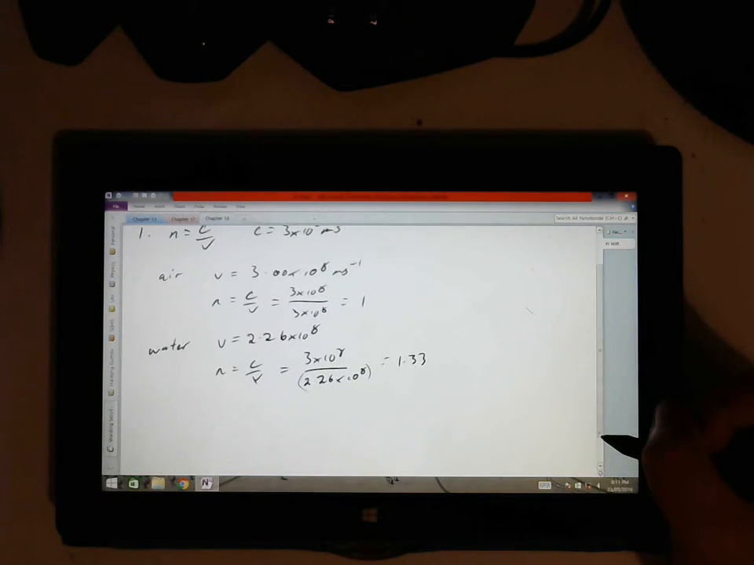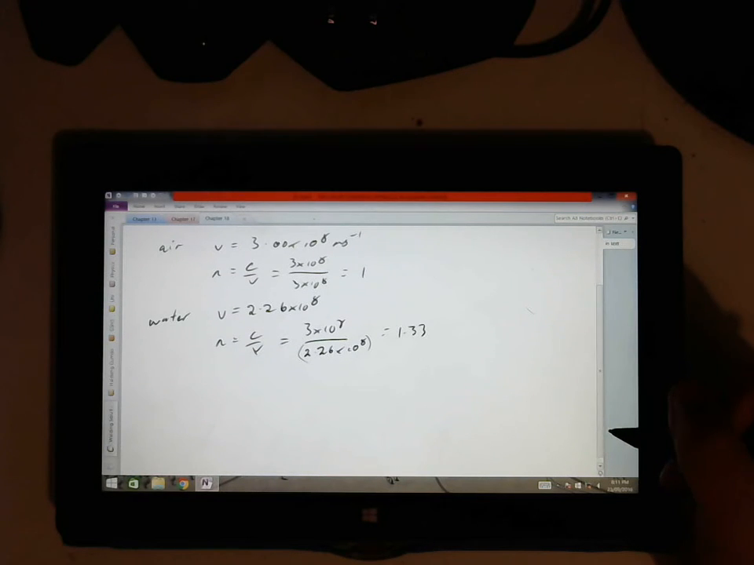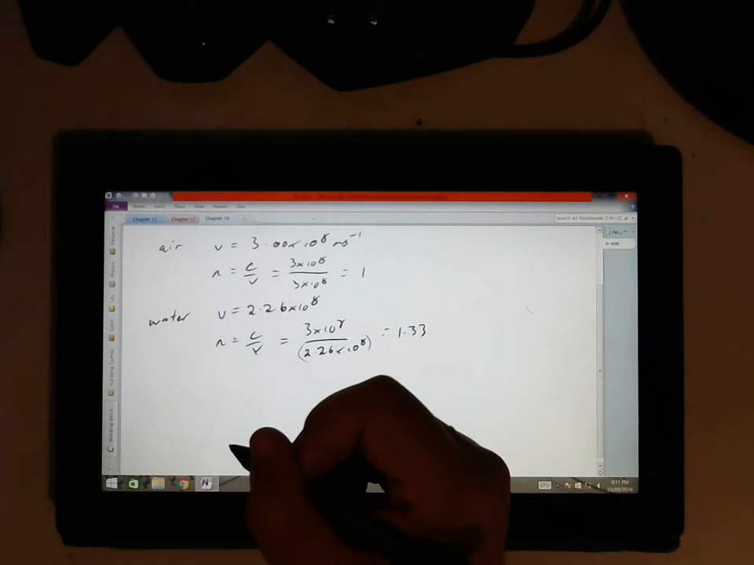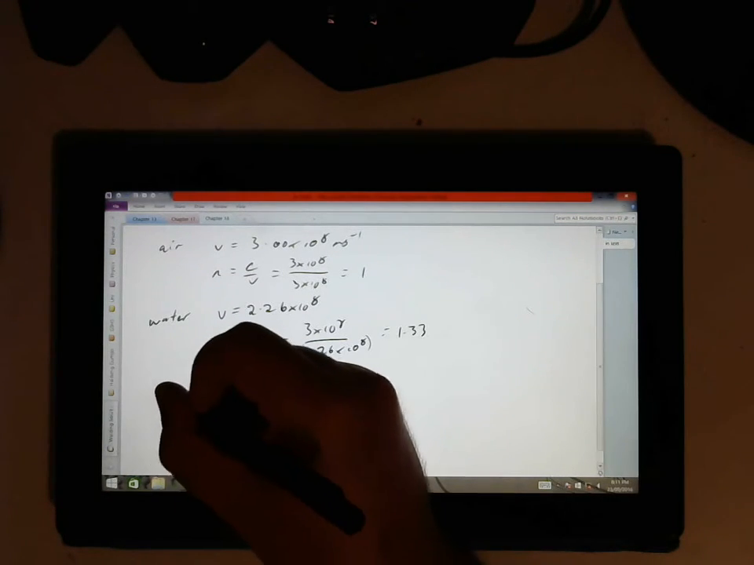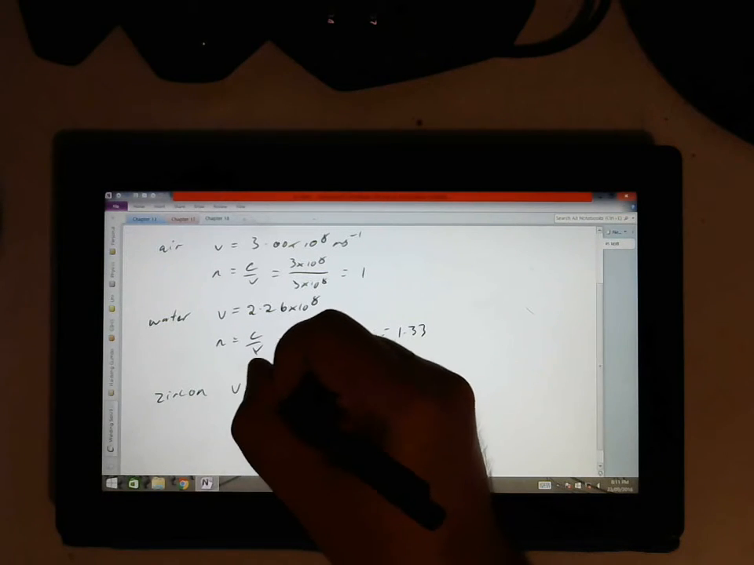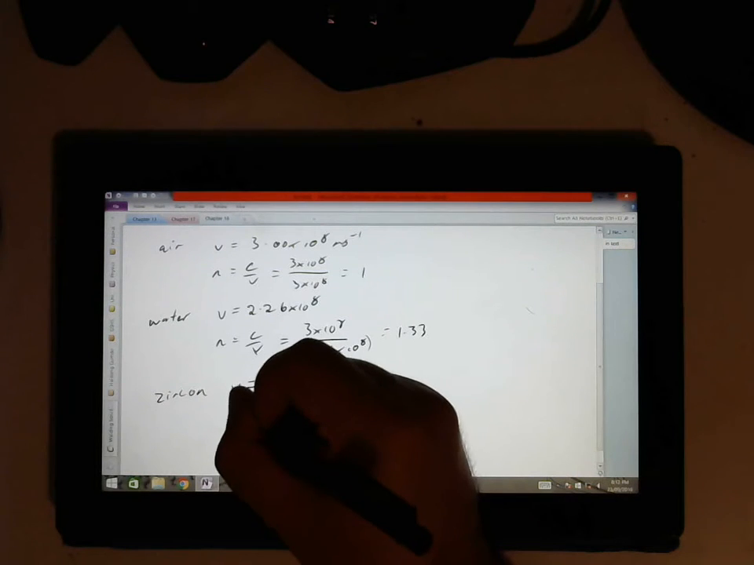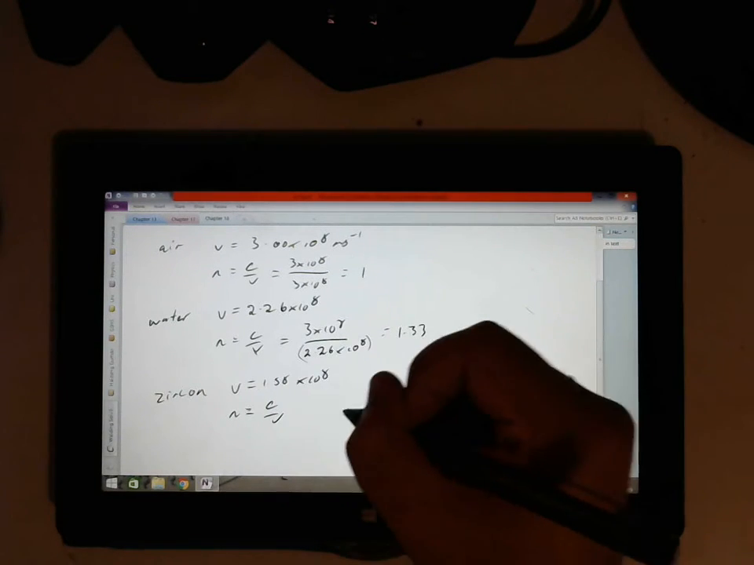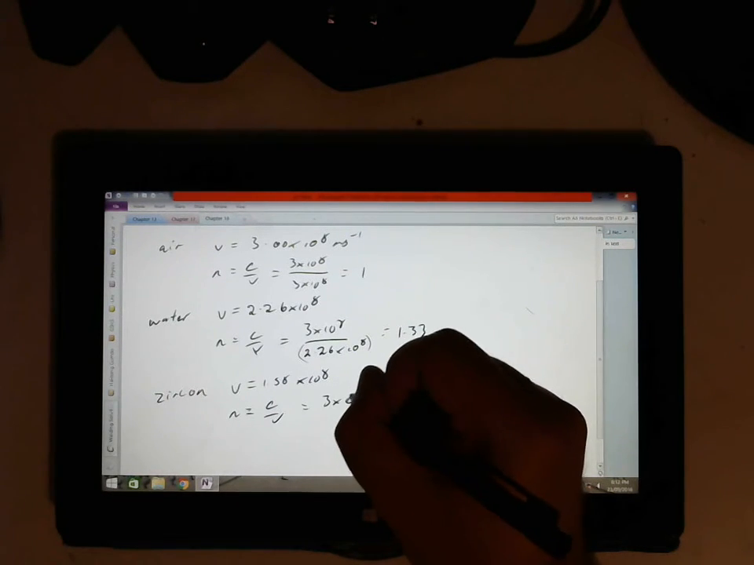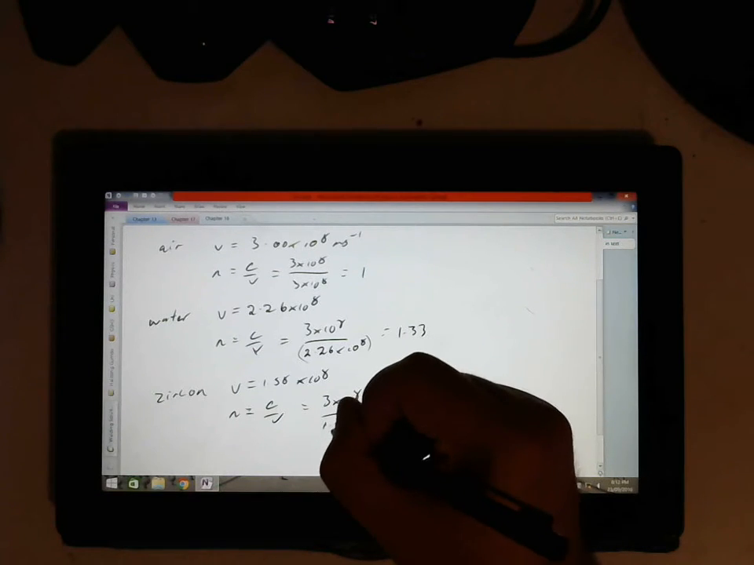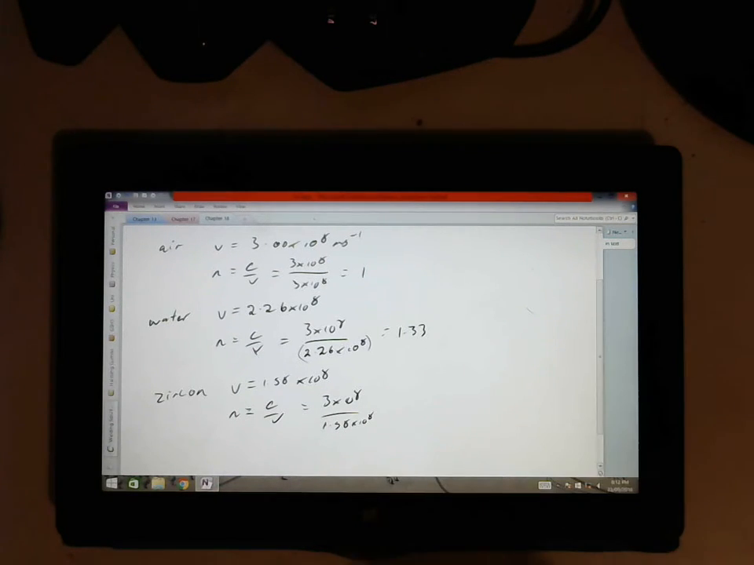Okay, now there's a way to make this a little bit quicker on our calculator. Let's do zircon. v equals 1.58 times 10 to the 8, n equals c over v equals 3 times 10 to the 8 over 1.58 times 10 to the 8. Now, as I said, these times 10 to the powers can be tricky if your calculator usage is a little bit sloppy.